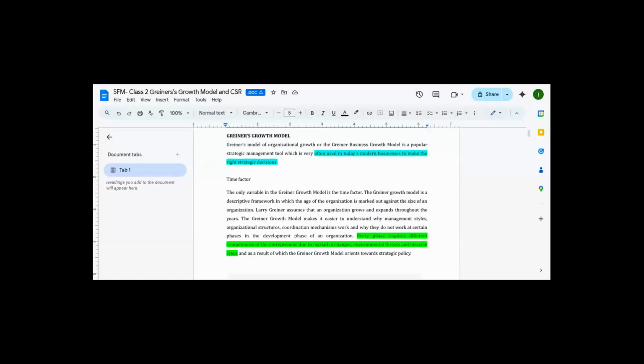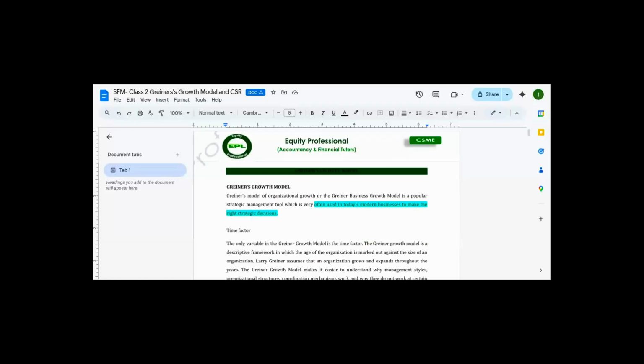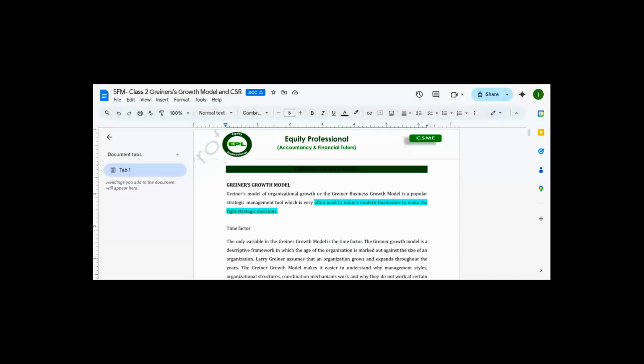So to start with, we are starting with the Greiner growth model. The Greiner growth model is a model that corporate organizations, individual business owners, conglomerate organizations, and multinational companies use for strategic planning, management of organizational conflict, managing corporate expansion, and various forms of conflicts, and formulation of strategy for sustainable organizational growth.